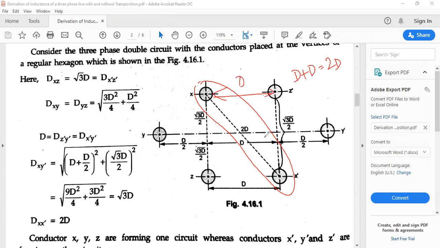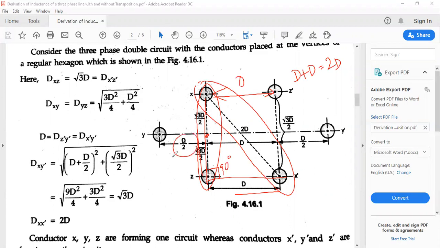So the same parallel distance is present. If I want to calculate this, I'll go for the Pythagorean theorem. You know the hypotenuse and the base distance, so you can find out this distance which is given there. This is the center point. Let me mark this as the center point, and this distance is d by 2.